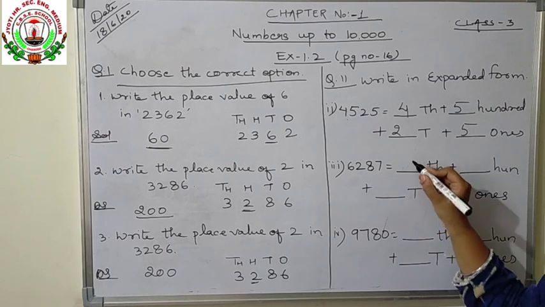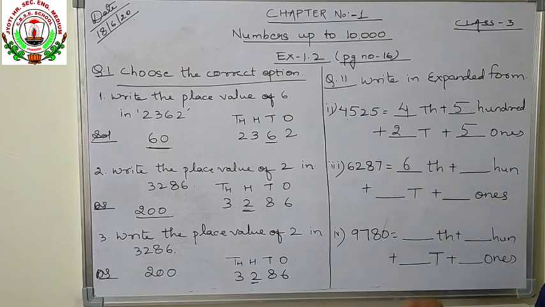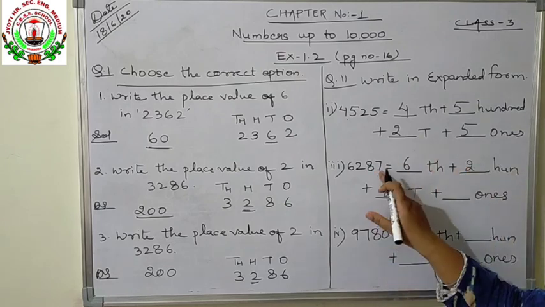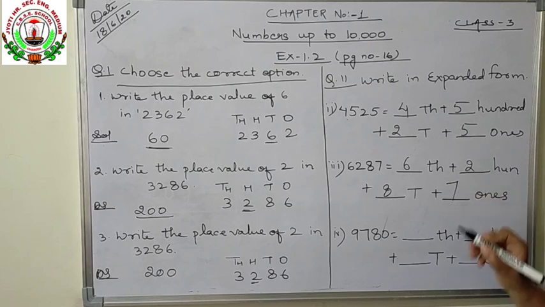6287. 6 is in the 1000 place. So we will write here 6. 2 is in the 100 place. So we will write here 2. 8 is in the tens place. So we will write here 8. And 7 is in the ones place. So we will write here 7. Next question.